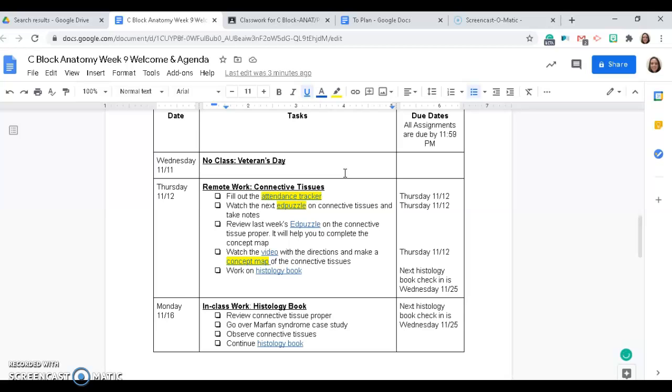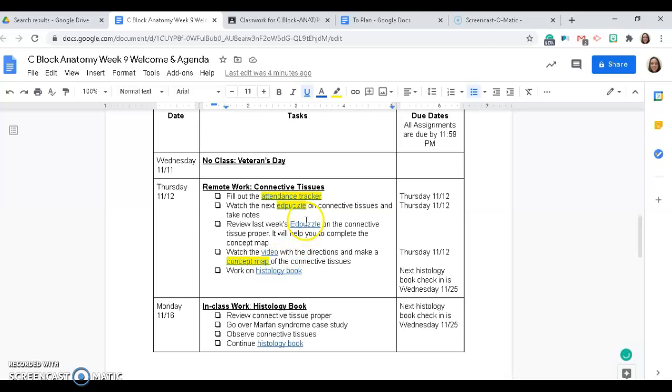For your remote work, there'll be the next Edpuzzle video on connective tissues, all about cartilage, bone, and blood. And then there's a concept map activity for you to do on all of the connective tissues.